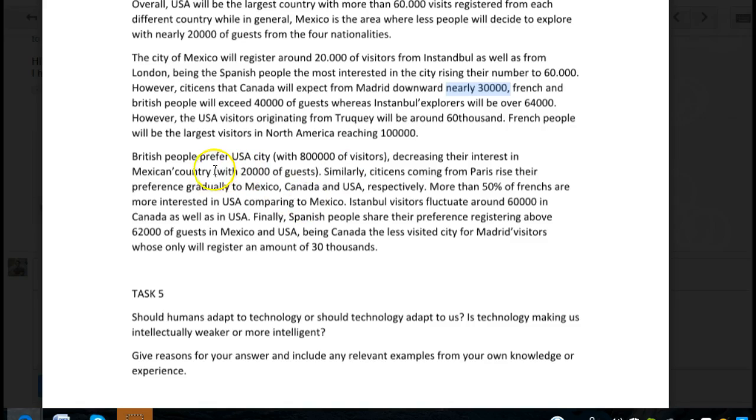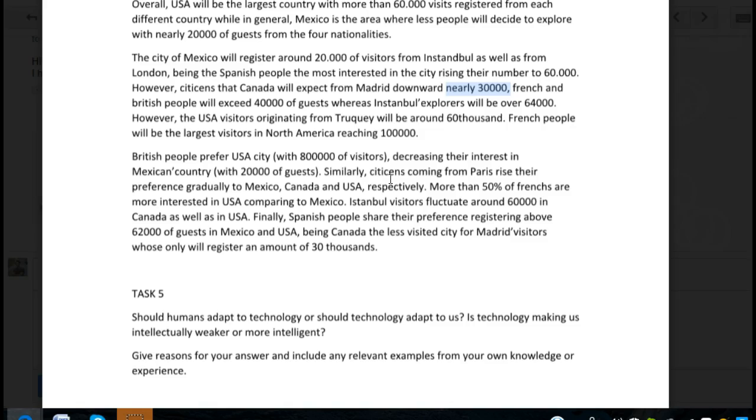Okay. British people prefer U.S. cities. It's actually the opposite. Again, we said that U.S. citizens prefer British cities with 80,000 visitors, not of. With a decrease in, I'm not sure what you meant here really. I'm not really sure. Similarly, citizens, please correct the spelling, coming from Paris, rise their preference gradually to Mexico, Canada, and USA, respectively.